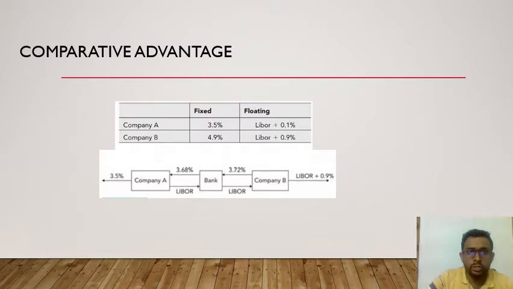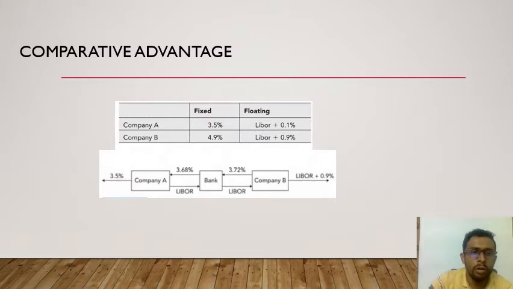Comparative advantage in swap trading is one of the most important topics in swap trading. The comparative advantage arises due to the absolute and comparative advantages of certain companies in certain markets. With this example we'll explain how comparative advantage actually works. Company A can borrow at a fixed rate of 3.5% and a floating rate of LIBOR plus 0.1%.